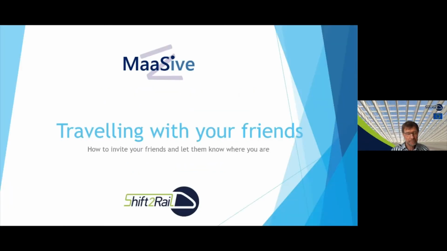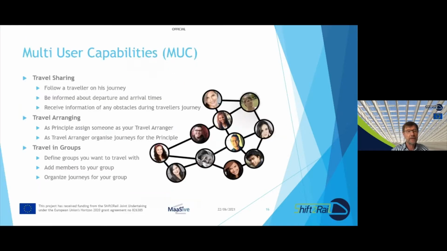Okay, thanks, Elena. As Elena is saying, we learned till now how trips can be planned. We learned how a mobility package can be created, but what if you want to travel with your friends? As Elena was already saying, we have defined the so-called multi-user capabilities. On the next slide, we have defined three use cases: travel sharing, travel arranging, and traveling with groups.